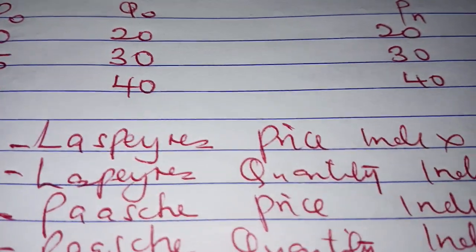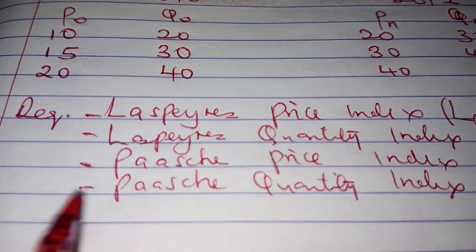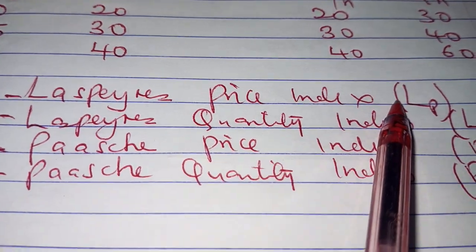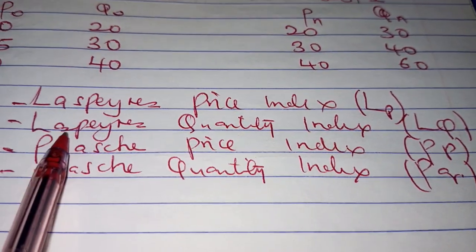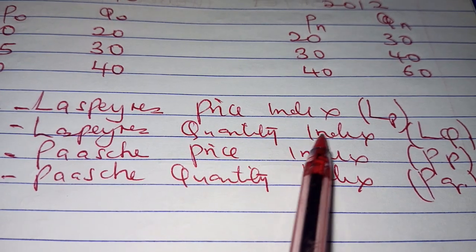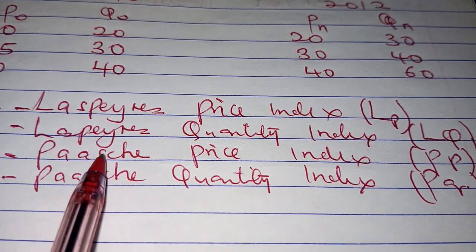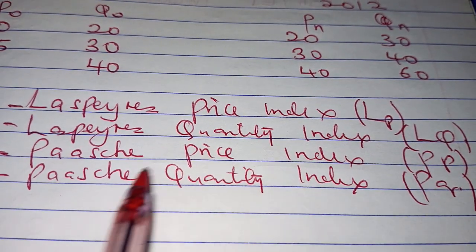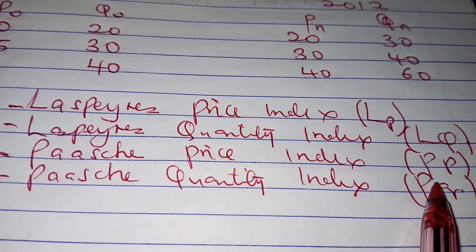Now, the examiner is asking for 1, the Laspeyres price index LP, 2, the Laspeyres quantity index LQ, 3, the Paasche price index PP, and the Paasche quantity index PQ.